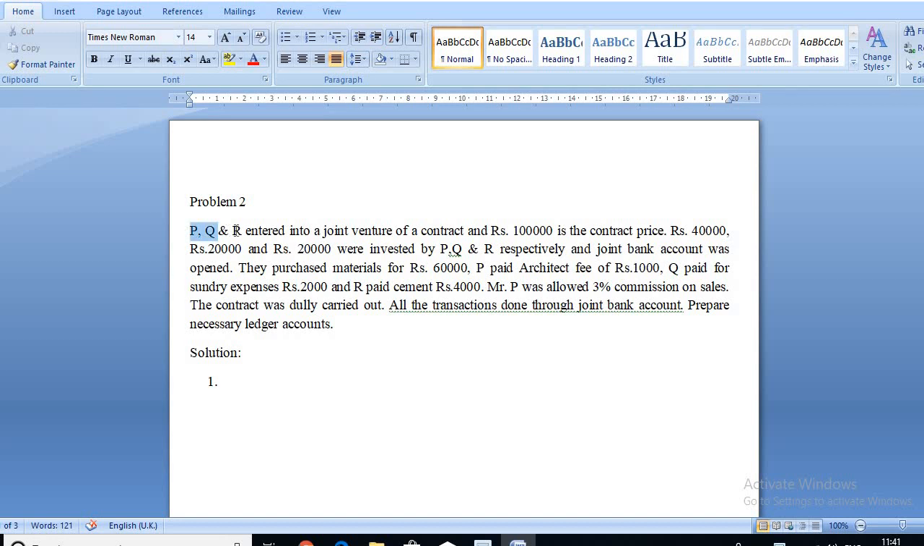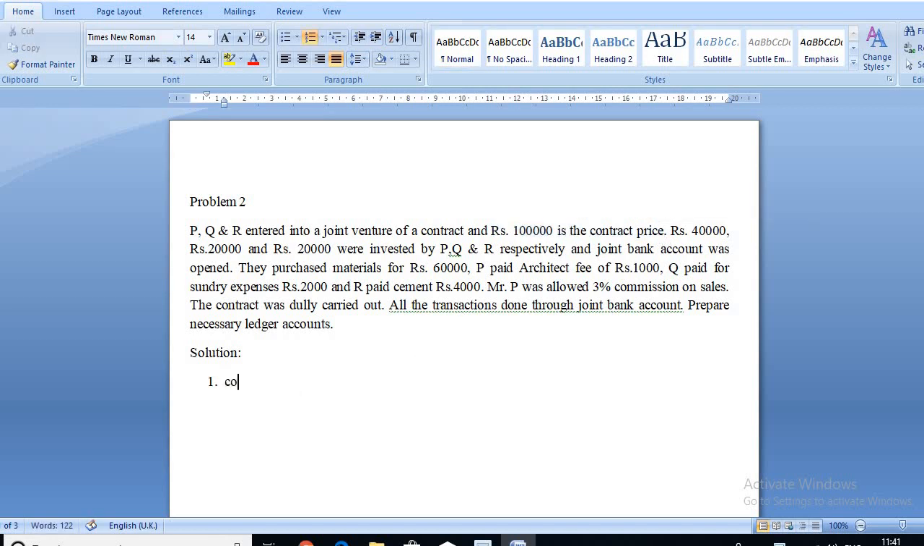So here P, Q and R entered into a joint venture of a contract. There are 3 persons, one is P, one is Q and one is R. These 3 persons entered into a joint venture contract, and rupees 1 lakh is the contract price. If they complete this contract, they will get 1 lakh rupees.